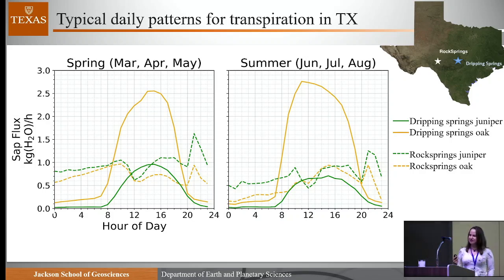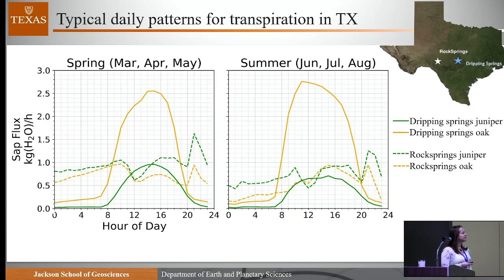The Dripping Springs site is represented by the solid lines, and the Rock Springs site is represented by the dotted lines, where the green lines are your juniper, and your yellow lines are the oak. So what's happening here, our Dripping Springs site, now remember this is the cooler one that receives more precipitation, tends to form pretty typical parabolas that look a lot like Michigan. The Rock Springs site looks a little wonky, right?